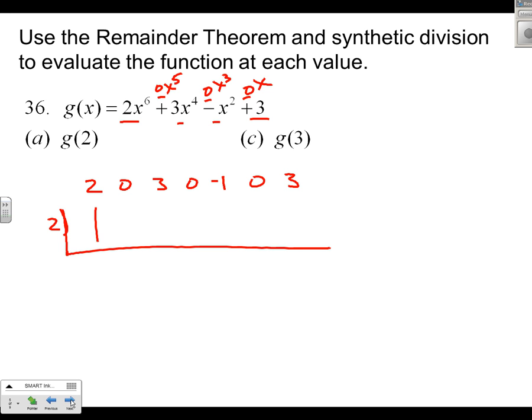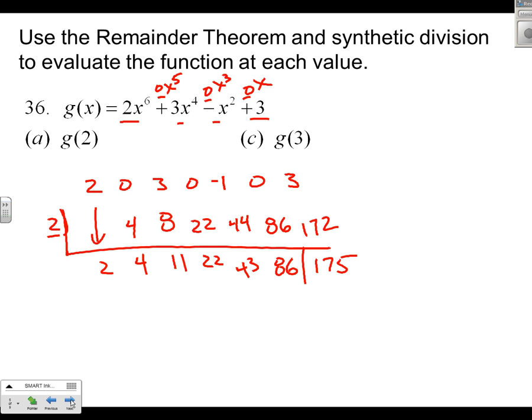And I get, bring down the 2, double it. 0 plus 4, 4 times 2, 8. 8 plus 3, 11, times 2, 22. 0 plus 22, 22, times 2, 44. -1 plus 44, 43, times 2, 86. 0 plus 86, 86, times 2, 172, plus 3, 175. So, in that case, g of 2 is 175. Let me clear a little space for myself here.